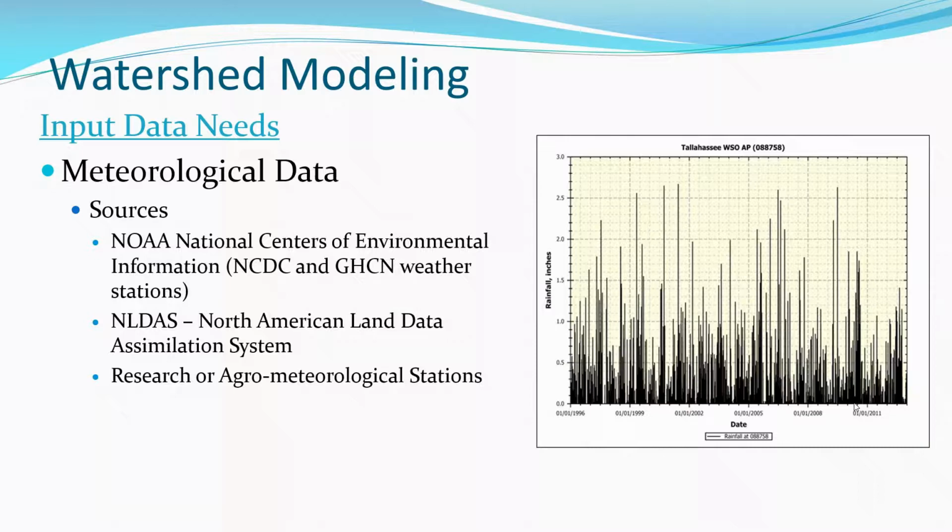Another source of data is data that's been developed and processed by NASA called NLDAS, and this data is readily available and can be downloaded from the internet, and it'll provide the hourly information. And then there's also specialty research and agricultural meteorological stations that could be in your watershed that are used for controlling irrigation and things like that.